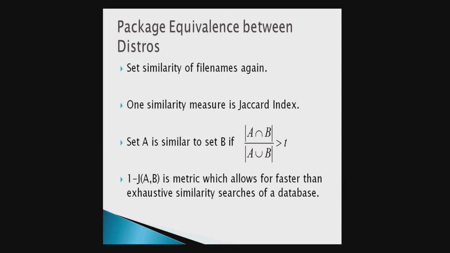So again, we use the source tree of those packages, and we treat the file names in that source tree as a set, and we use a set similarity measure. One particular measure that we can use is called the Jaccard index, and you can basically define set A being similar to set B if the Jaccard index is greater than a threshold. There's also a variation on that, the Jaccard distance, which has the properties of a metric, which means that if you have a database of packages and you want to find all similar packages to a query, you can perform that database search efficiently.